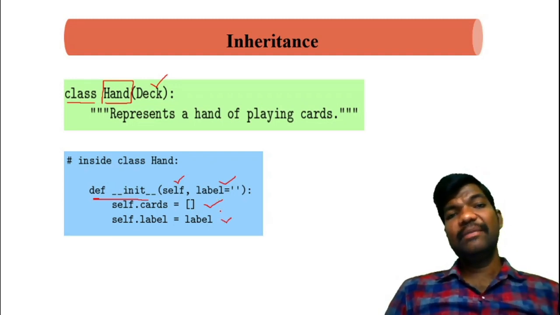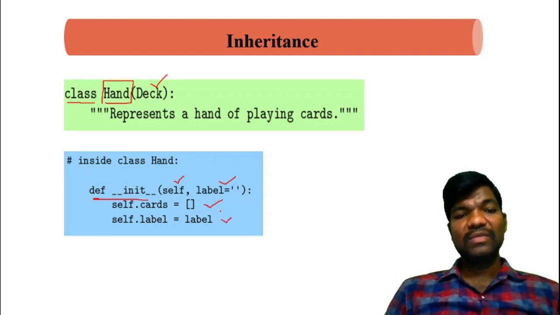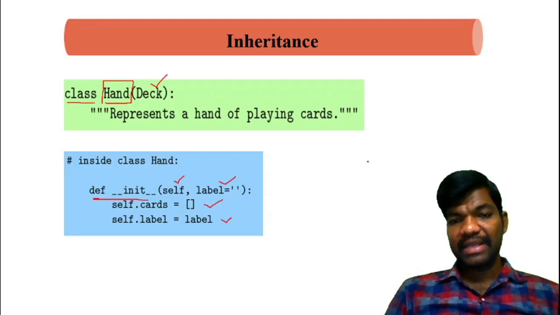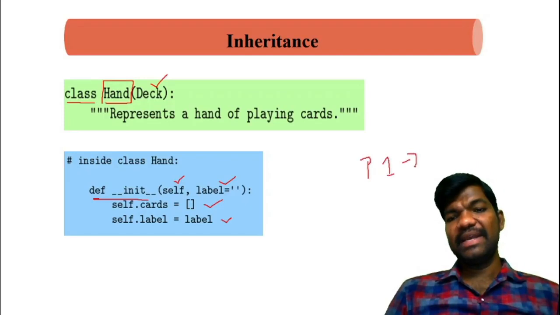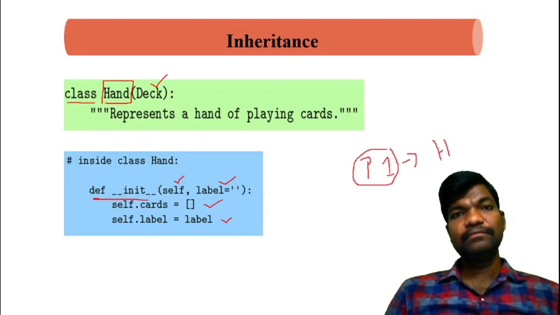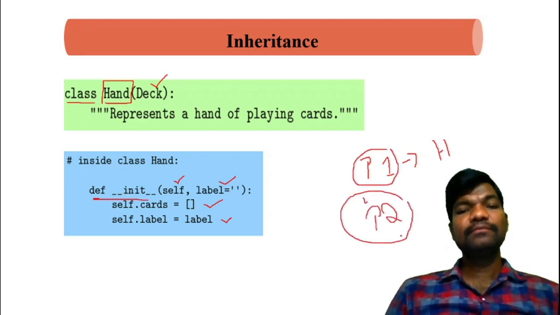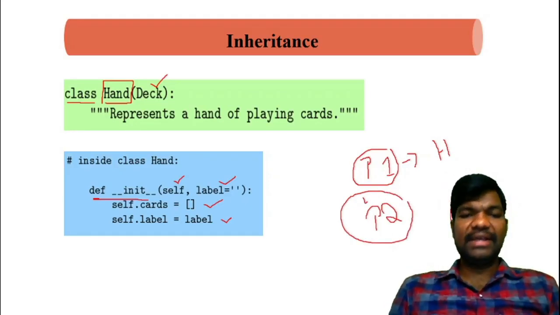Whatever label you give is used. For example, suppose I am playing as player 1, this is the player 1 hand, and this is the label. Next, player 2, this is the player 2 hand label. Similarly player 3, and so on, for however many players you are playing. So you initialize based on the label, right?